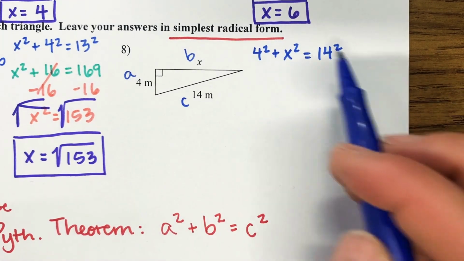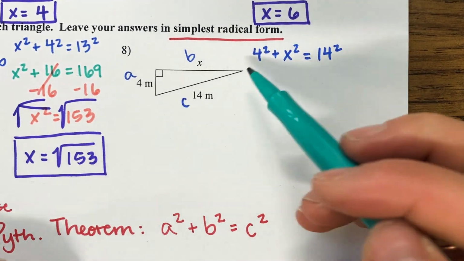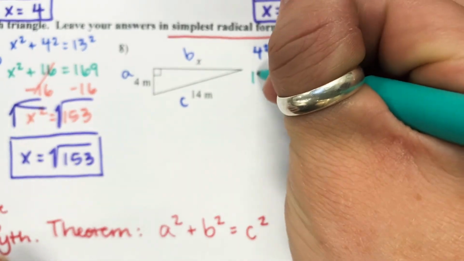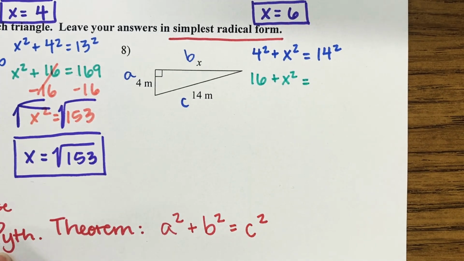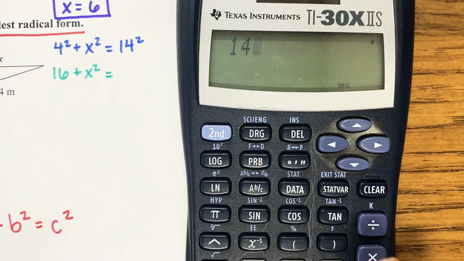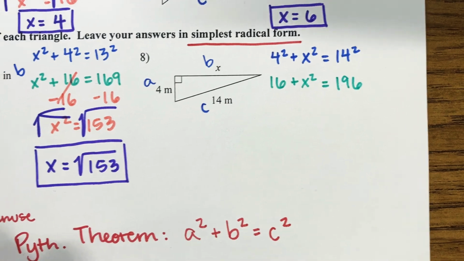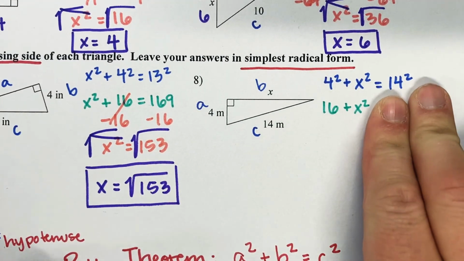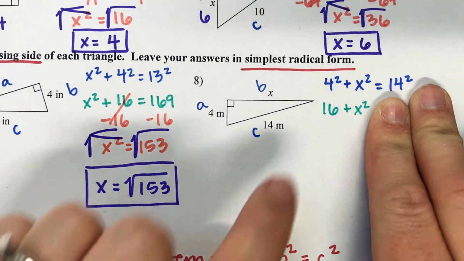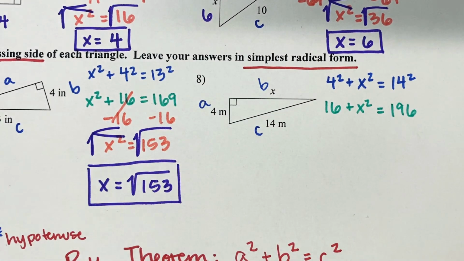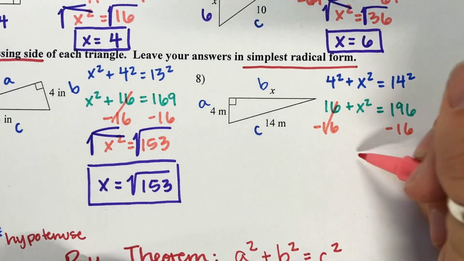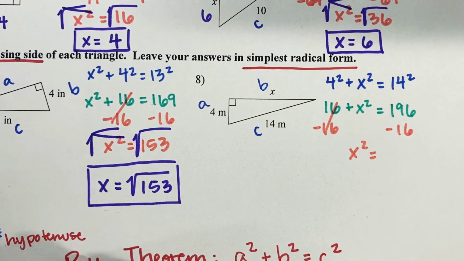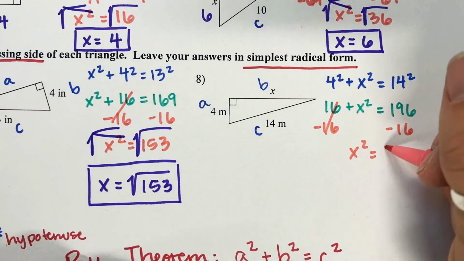Okay, so now let's simplify these guys where we can. 4 squared, or 4 times 4 is 16, plus x squared equals 14 squared, which I'm going to need to put in a calculator. 14 squared, 196. Beautiful. Okay, now we're trying to get x by itself, so what do I need to get rid of first? I need to get rid of this plus 16, so what is the opposite of plus 16? We're going to subtract 16. So I get x squared is equal to 196 minus 16 is 180.